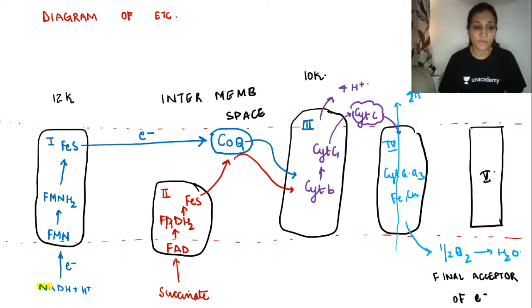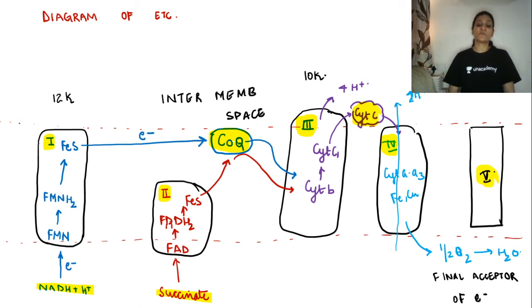Here you can see that in the first and second complexes, the electrons are given directly to the complex. In the first complex, they come from NADH, and in the second from FADH2. Then they are both accepted together by CoQ, and transported to the third complex, where they move to cytochrome C, and from cytochrome C to the fourth complex. Finally, the oxygen molecule accepts the electrons and gets converted into a water molecule.